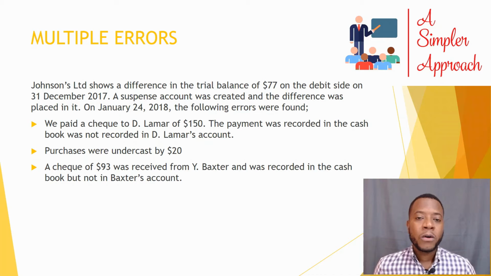Now, as you know, these errors would cause the trial balance not to balance because these errors would have left an important loophole in the double entry process. Something was debited but not credited. Something was credited but not debited. And as we said before, that is the basis upon which an error would cause the trial balance not to balance.